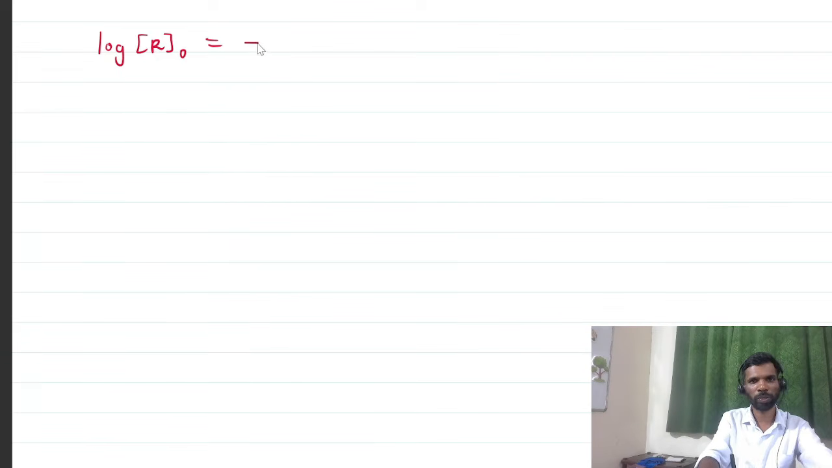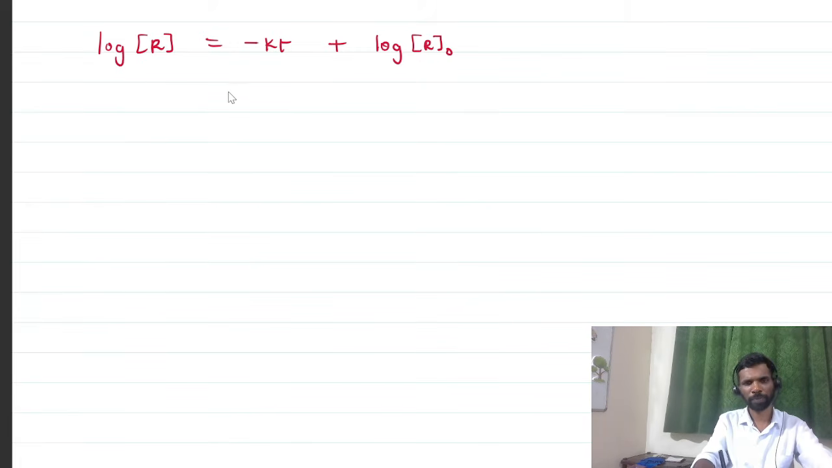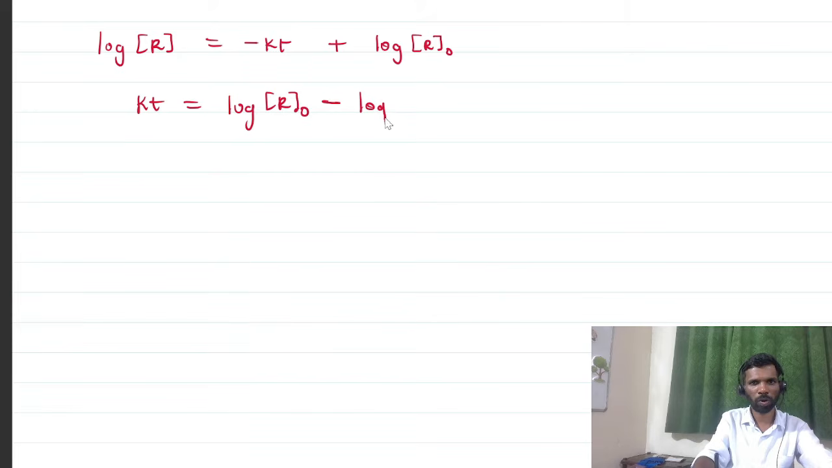Log of R0 is equal to minus Kt plus log of, sorry, not R0. This is log of R and this is log of R0. Again, this is like an equation of a straight line. Let's discuss it after this. It's not required for this question, but you should know. What is asked is half-life, so I'll rearrange this in terms of time. Taking the minus Kt term to this side, I'll write log of R0 minus log of R.